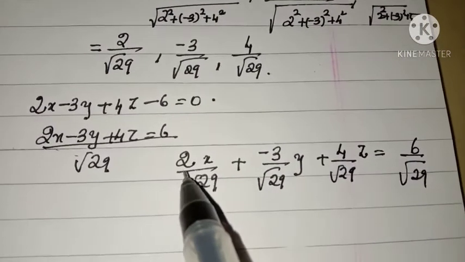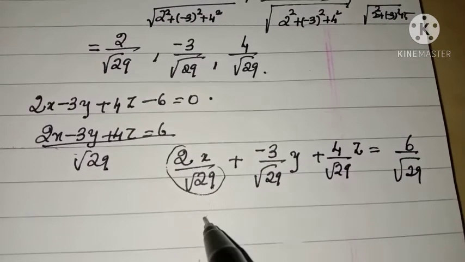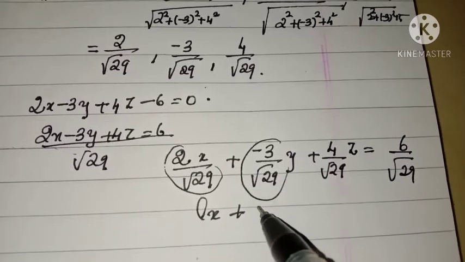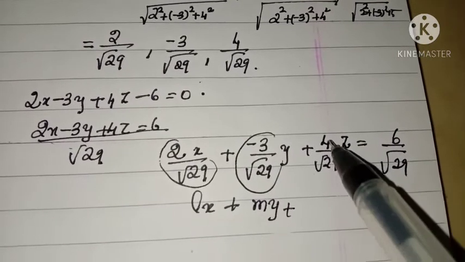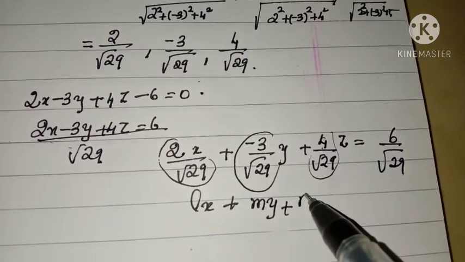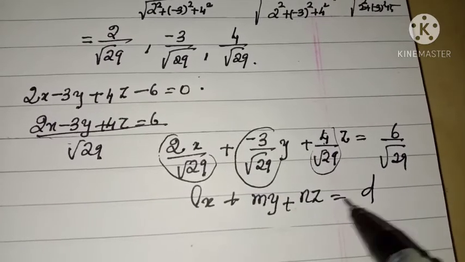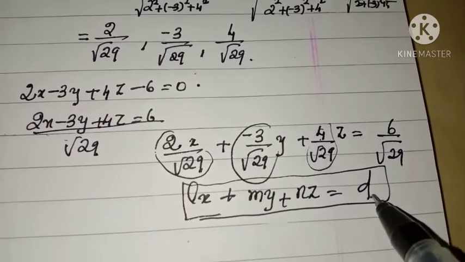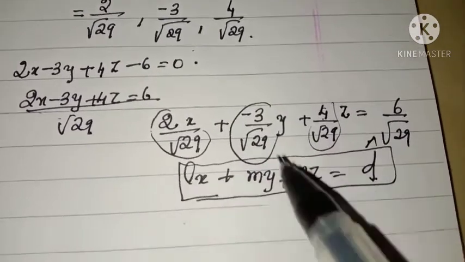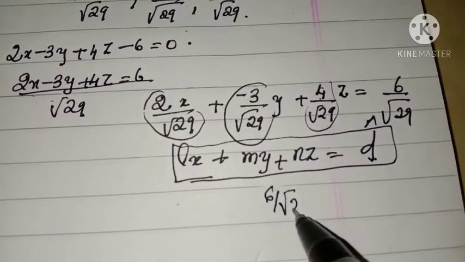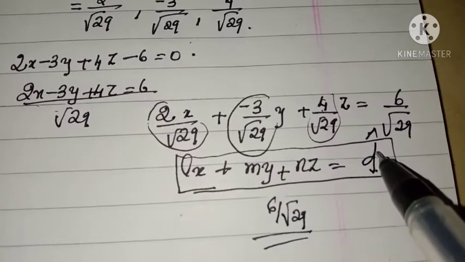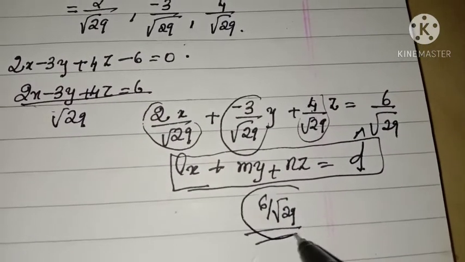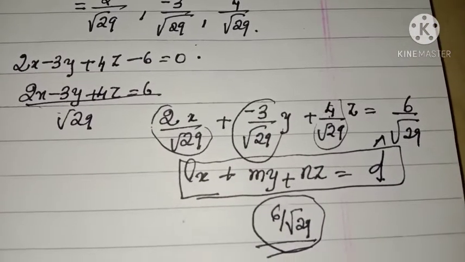So this is of the form, this is direction cosine l, lx, look here, m, my, this is n, nz is equal to d. So this is the Cartesian form of the plane. So here what is d? d is equal to 6 by root of 29. So d is the distance from the origin to the plane along the normal. That is 6 by root of 29.